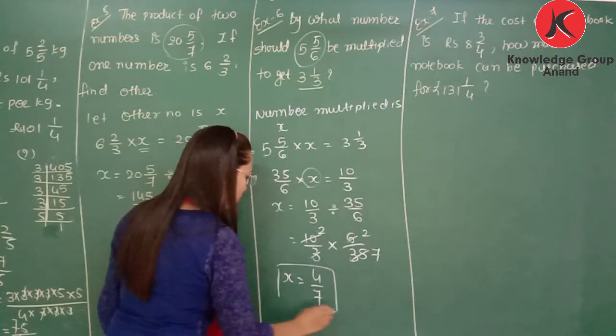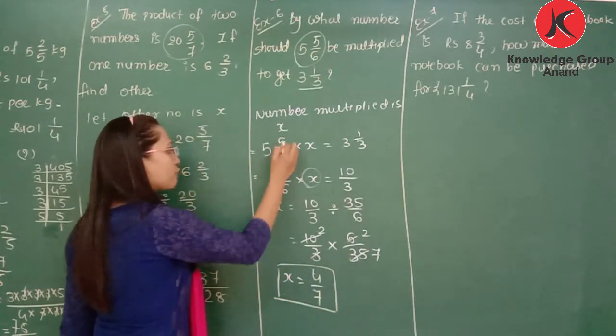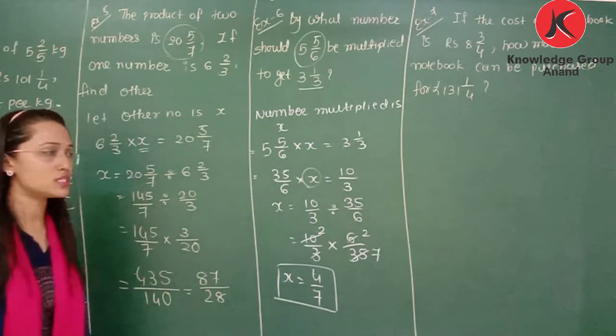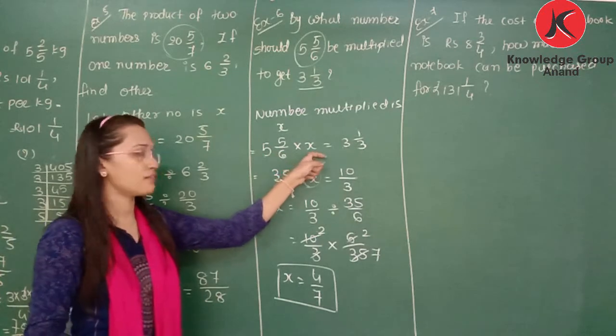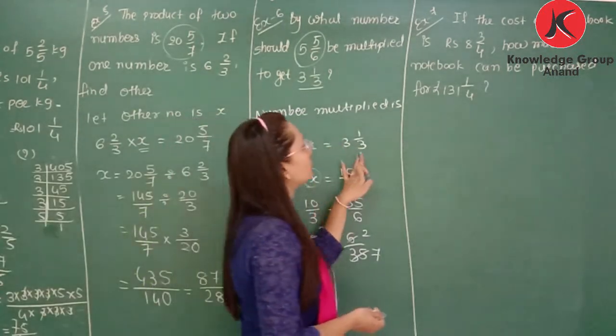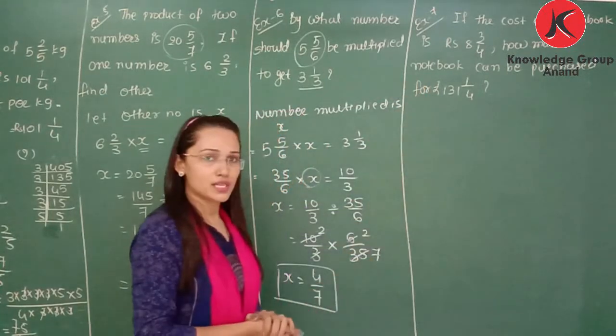So if we multiply 4 by 7 with 5 by 6, the answer is 3 1 by 3. You can check your answer by multiplying this 4 by 7. So the answer is 3 1 by 3. Now next, example 7.